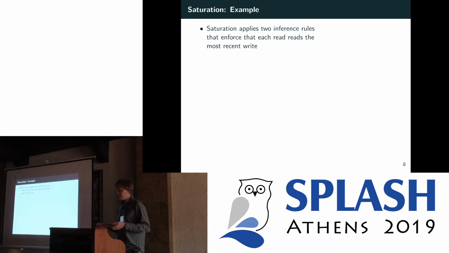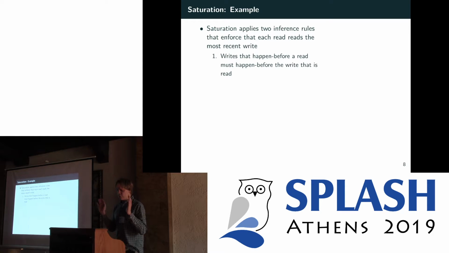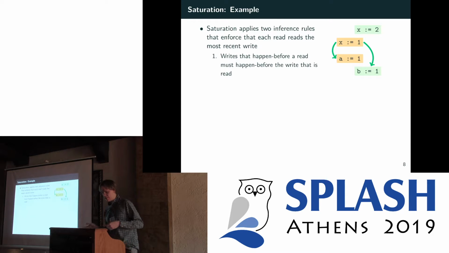Saturation is basically based on converting this idea of consistency into inference rules to enforce that each read reads the most recent write to the same variable. The first rule is that when you have a write before a read, it must also be before the write that read reads. So let me show you an example. We have this program from before, the running example I have. And I will add some more edges to the graph because we need to preserve program order, because we cannot reorder the steps of a thread.